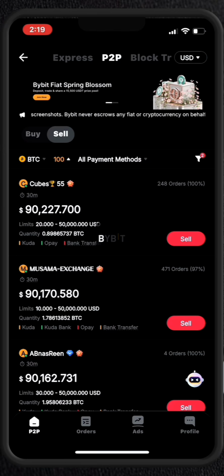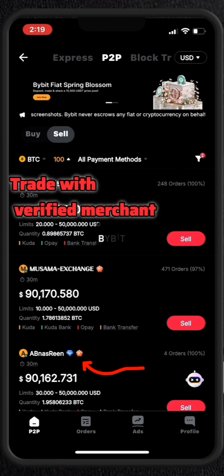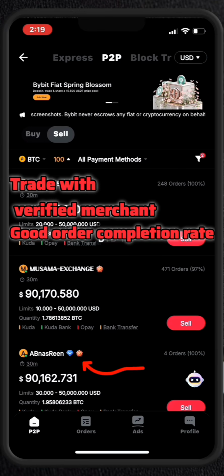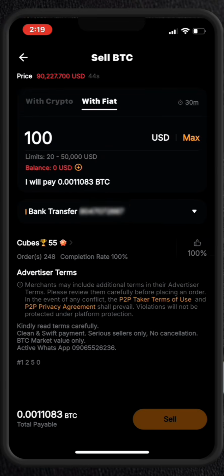So guys, before you proceed, I want you to make sure that the merchant you are going to be trading with is a verified merchant and has a good order completion rate, so that you will not encounter any problem when trading with them. Once you've checked and made sure that he's a verified merchant and has a good completion rate, I want you to proceed to sell just like this merchant over here.